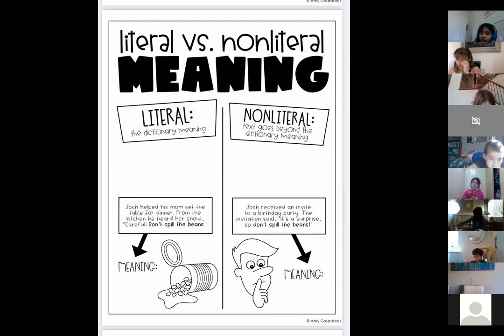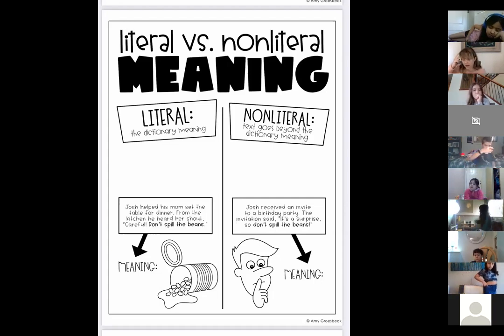Then here's a non-literal example. Josh received an invite to a birthday party. The invitation said, "It's a surprise, so don't spill the beans." That "spill the beans," that is a phrase, and it means don't say anything. Maybe you read it and you think, don't spill the beans? Is it a bean party? What does that mean? So you use clues from what you read.